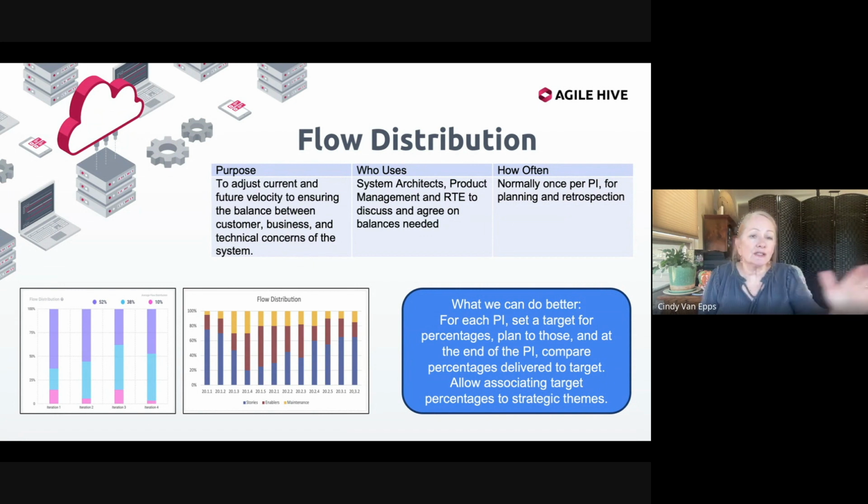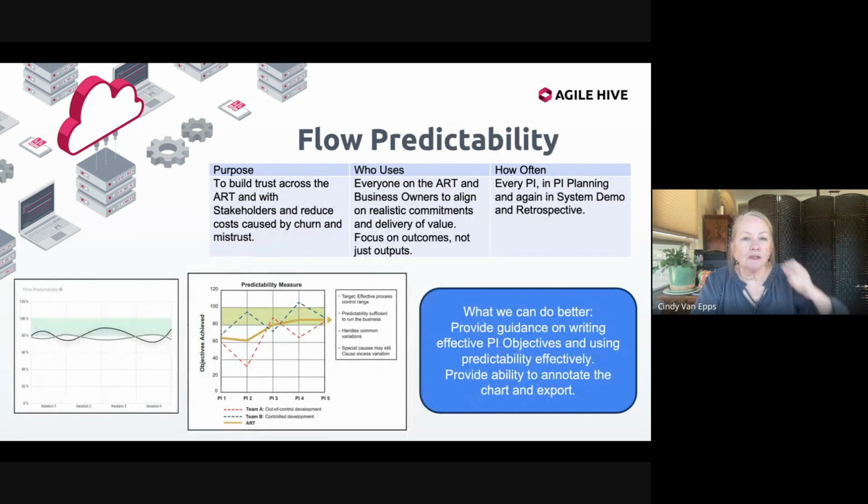And then this graph of over time is still useful, but in addition to looking at it on a PI by PI basis, and even more useful, one of my key customers I work with will allow me to associate these targeted percentages to strategic themes. I'm teaching and implementing a SAFe class at Cybert, and just today we were talking about strategic themes and OKRs and how that should be reflected in the work. So this is what we're looking at to make this more useful for you as part of Agile Hive.